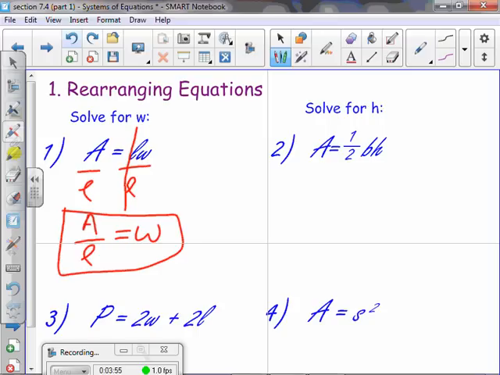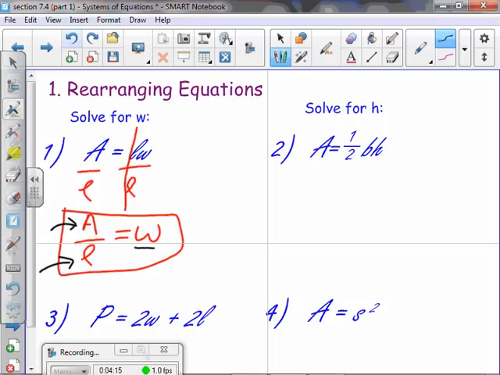This means if I was given, for a rectangle, the length and the area, I could then tell immediately what w was by just taking the area and dividing by the length. This is a skill that we will need to use from time to time, and especially in this lesson. So let's do a couple others.